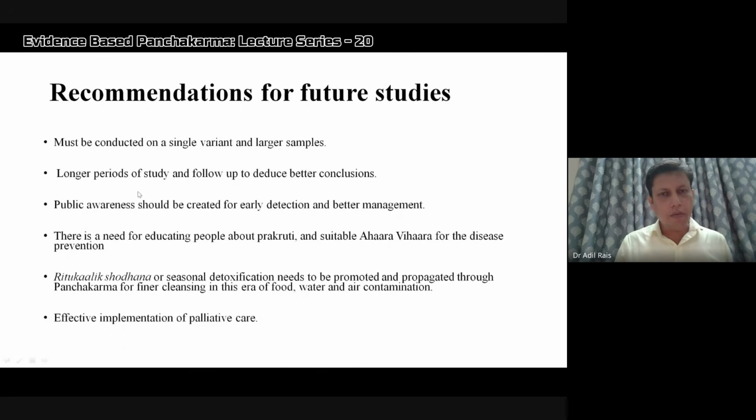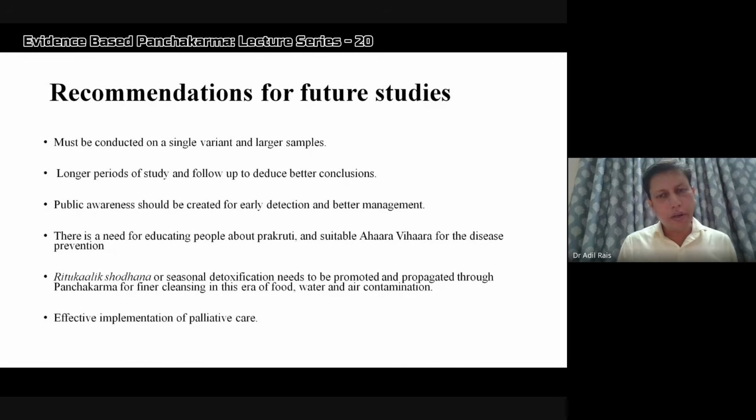Longer periods of study and follow-up to deduce better conclusions. Public awareness should be created for early detection and better management. There is a need for educating people about this disease and about their prakriti and suitable ahar vihar for disease prevention. For example, if a person has Vatash Prakriti or Kapha Vatash Prakriti, then he should be guided accordingly. Another thing people should be educated about is that Ritukalik Sanshodhan should be promoted and propagated in the patients.